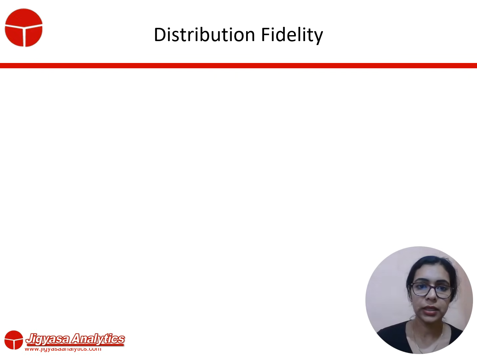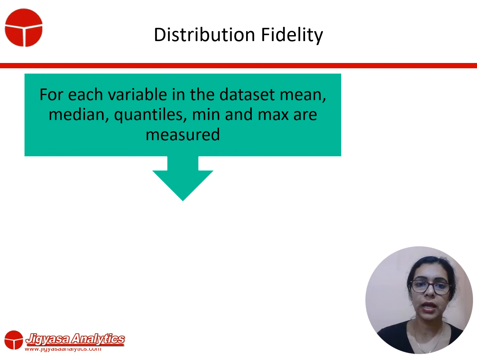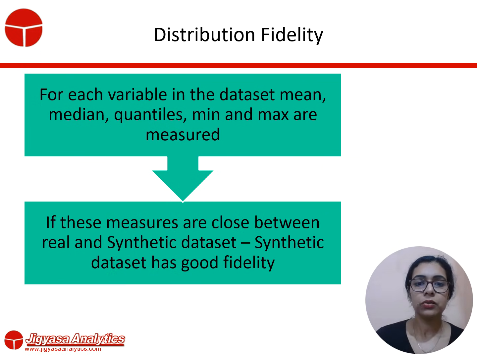Distribution fidelity tells us how closely synthetic data matches the real data. To check this, we look at the key statistics for each variable: mean, median, quantiles like 25th and 75th percentile, minimum and maximum values. If these numbers are very similar in the real and synthetic data sets, it means synthetic data has good fidelity.